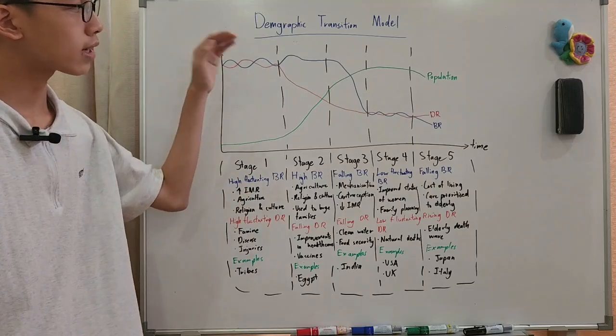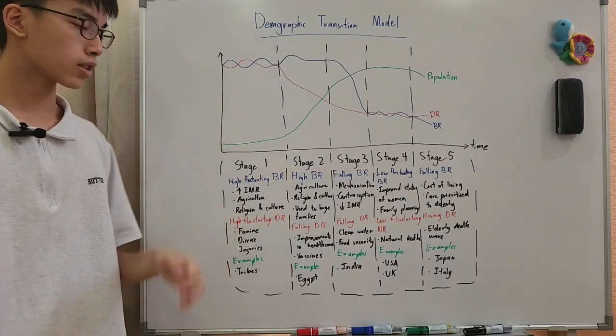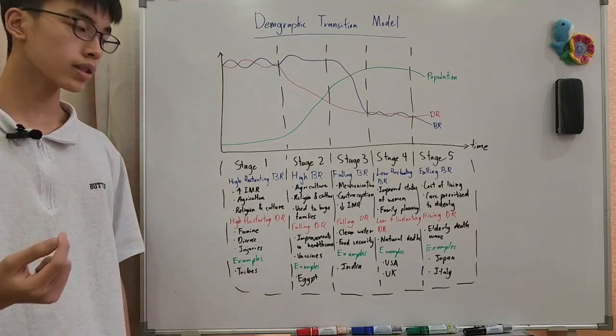In stage 2, your birth rates are still high, but your death rates start to fall. Your birth rates are high because of similar reasons to stage 1. You have agriculture and also religious and cultural prevalence.